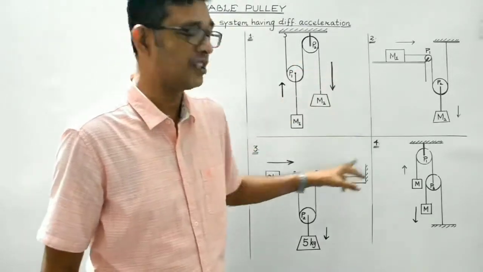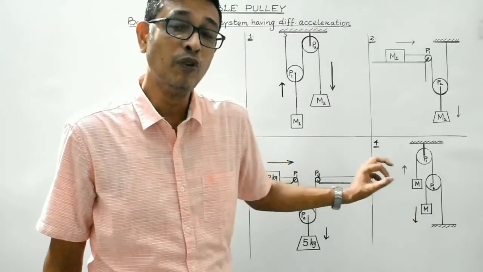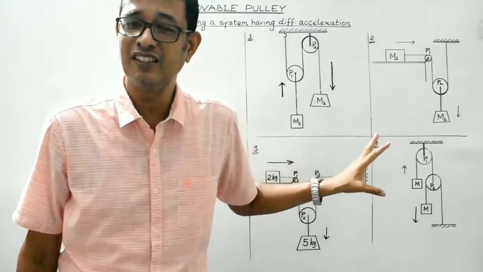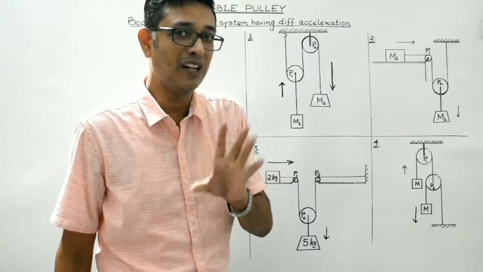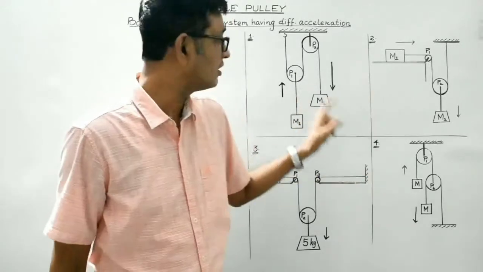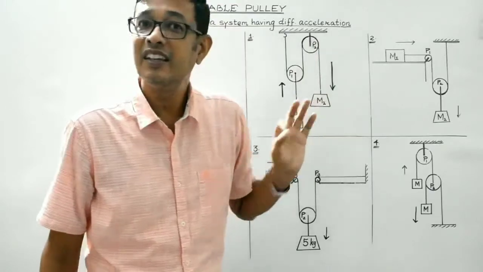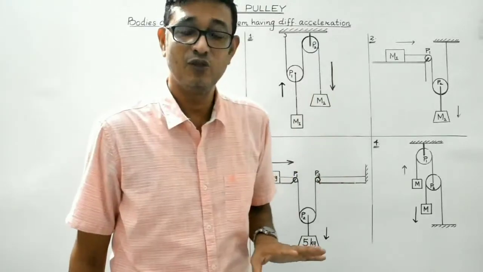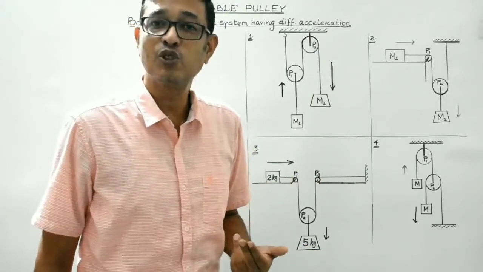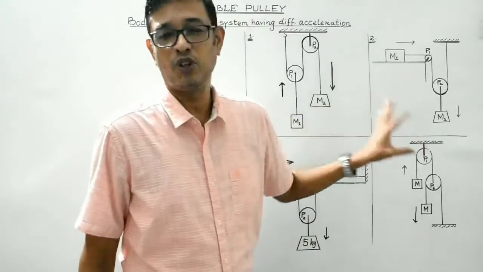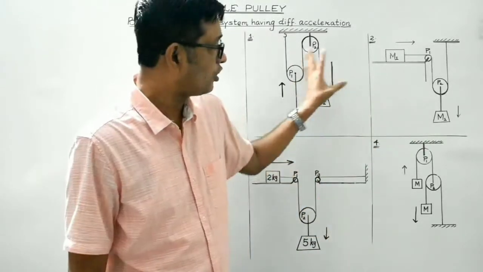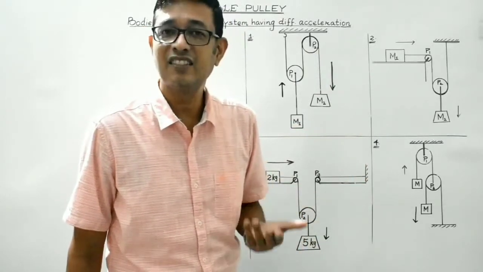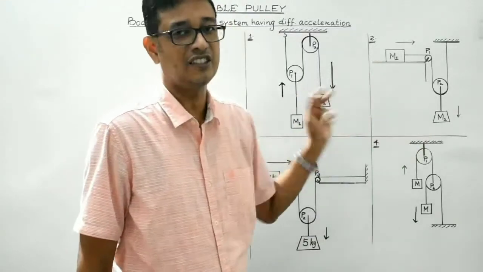So these are the four questions which are based on movable pulley. In each of the four questions, all the pulleys are considered to be frictionless and massless. In all the four questions, the string is considered to be inextensible and massless. And in all the four questions, what we are supposed to do is determine the acceleration of each of the bodies. Clear students? I repeat, in each of the four questions, we are supposed to find an expression for the acceleration of each of the bodies constituting the system.